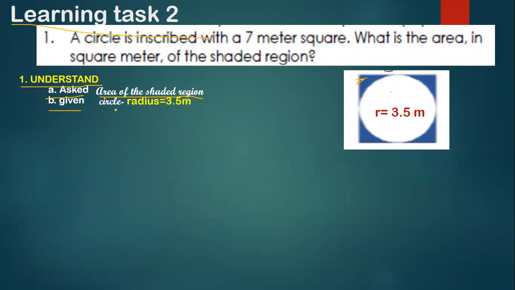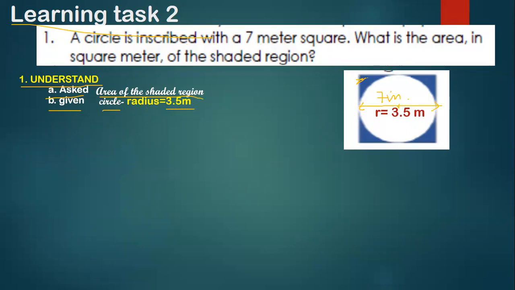First, unahin natin yung circle. Circle has a radius of 3.5 meters. Sir, saan galing yan? Wala namang nakalagay dyan na 3.5. Kasi, ang sabi dito, ang circle is inscribed with a 7-meter square. So, itong square na to ay 7 meters yan. 7 meters from the point here to here, that is the diameter. So, ang kalahati ng diameter, that is the radius. Ang radius ay 3.5 kasi 7 divided by 2. Diyan nakuha ang radius na 3.5.